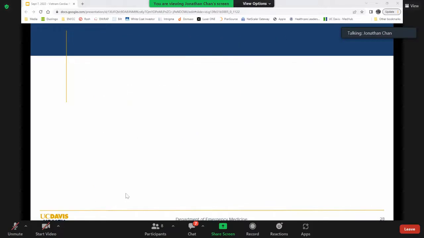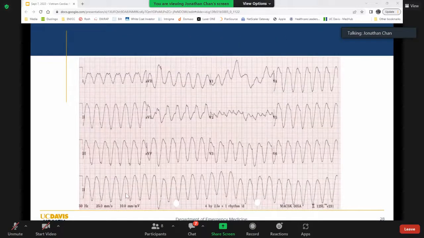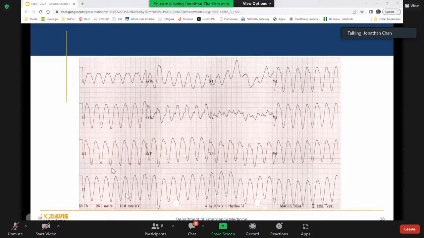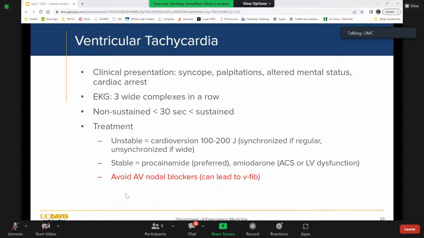So here is another EKG. Any idea what kind of rhythm this would be? Feel free to shout it out, or you can put it in the chat. We got it. Excellent. This is a ventricular tachycardia. Very good. This is a monomorphic ventricular tachycardia, right? We see the rhythm going up and down here, and we see that it's very widened. So this is a monomorphic ventricular tachycardia.